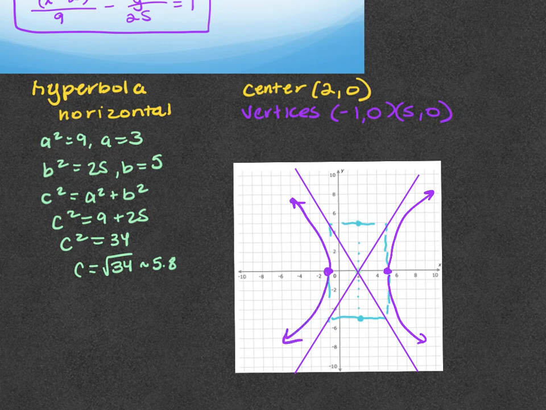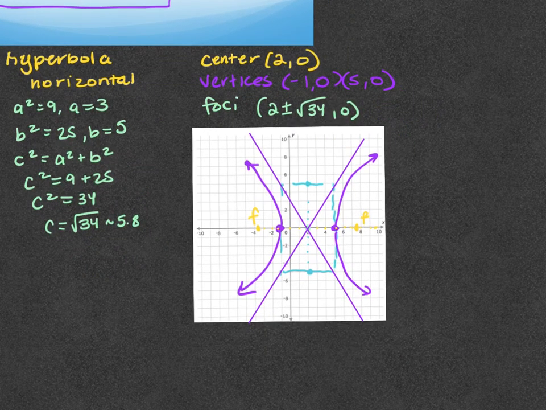Foci would be right and left 5.8-ish. So 1, 2, 3, 4, 5.8. There would be a foci. 1, 2, 3, 4, 5.8. That would be my other foci. So I went right and left root 34. So 2 plus and minus root 34, 0.